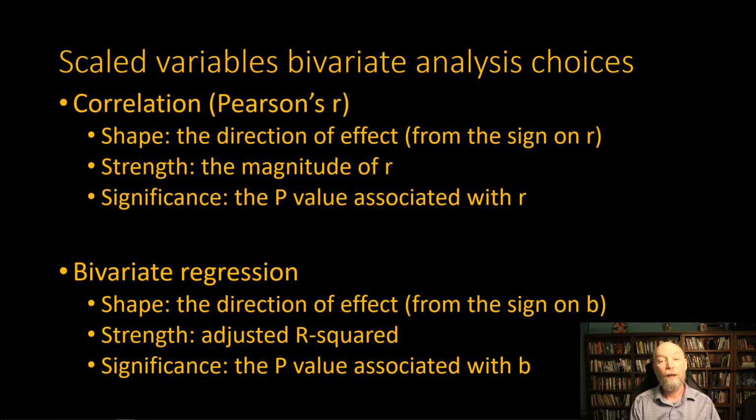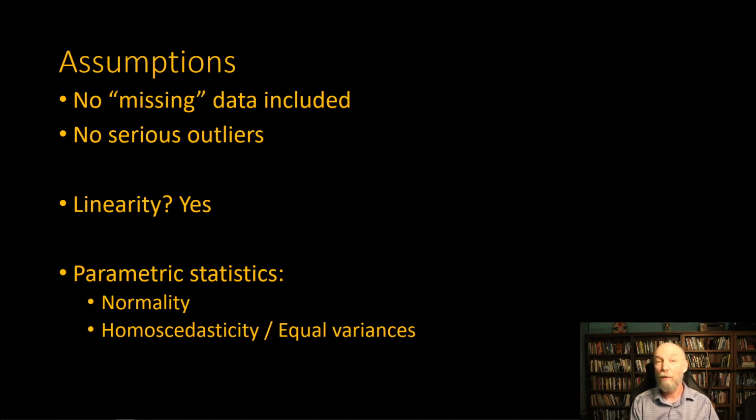Strength is from a tool called the multiple correlation coefficient, or capital R, and this one is squared. But we also do a correction on it, so it's the adjusted R squared. You may not care at all where it comes from, but it'll be labeled adjusted R squared. And significance will be a p-value associated with that slope of b for the bivariate circumstance. Again, we have some assumptions.